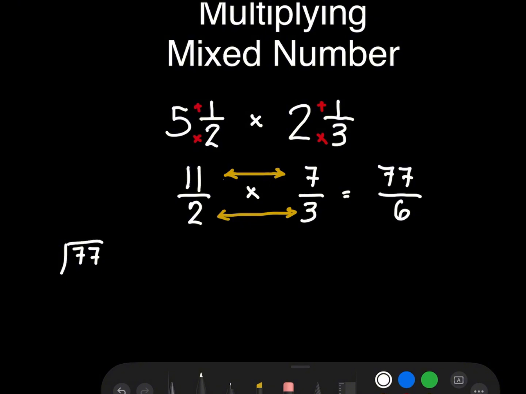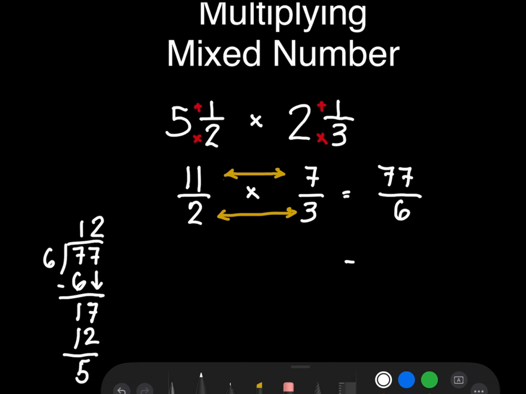And after that, you have to put it back into a mixed number by dividing 77 by 6. So if you do the long division, this is how it goes. 7 divided by 6 is 1. 1 times 6 is 6. 7 minus 6 is 1. Bring down 7. And then how many 6s can you make from 17? That is 2. 2 times 6 is 12. 17 minus 12 is 5.